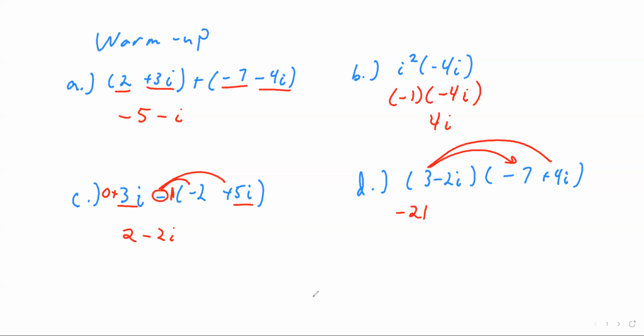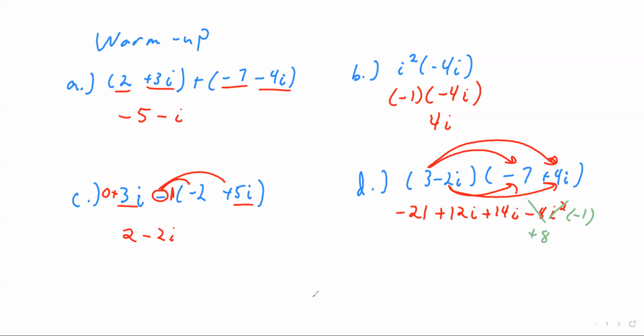And then we do 3 times 4i, and I get 12i. Then you take -2i times -7, and you get +14i. And then -2i times +4i. Good. -8i squared. And then what do we know about that i squared? It ends up just being -1, which then ends up flipping the sign, which ends up making this a +8.